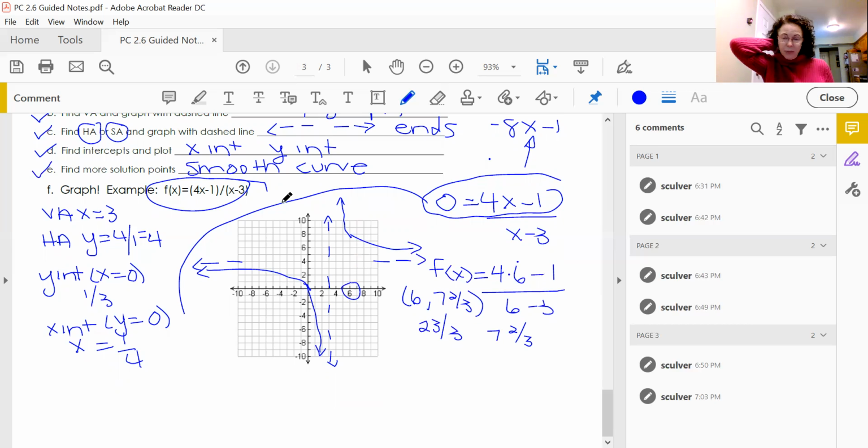Now, please understand when I see your 2.6 homework, if I just see sketches where I obviously don't see any VAs or HAs or points, like you just copied from somewhere, I can't accept that. I have to make sure I can see enough information to know that you really were doing this.